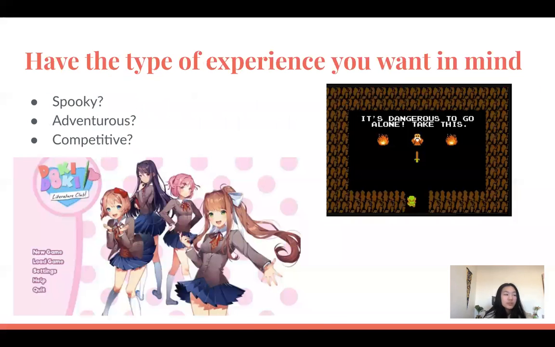And so a tip to have for when creating UX is to figure out what type of experience you want to have in mind before you delve in and create your UI. So do we want it to be spooky, adventurous, competitive? And based on the type of experience that you want to create for your user, you can create your UI around that.